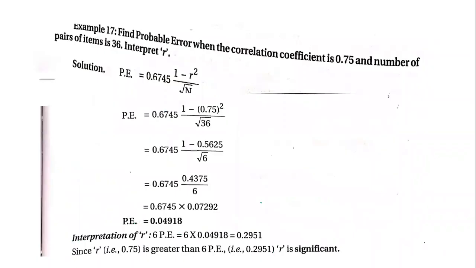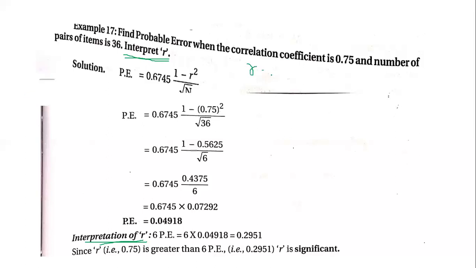Okay, another simple problem. We will see this. Find probable error when the correlation coefficient is 0.75 and the number of pairs of items is 36. Interpret R. This is very, very important in this problem. We have been interpreting R throughout all the problems, but here the interpretation is a little different, with probable error.